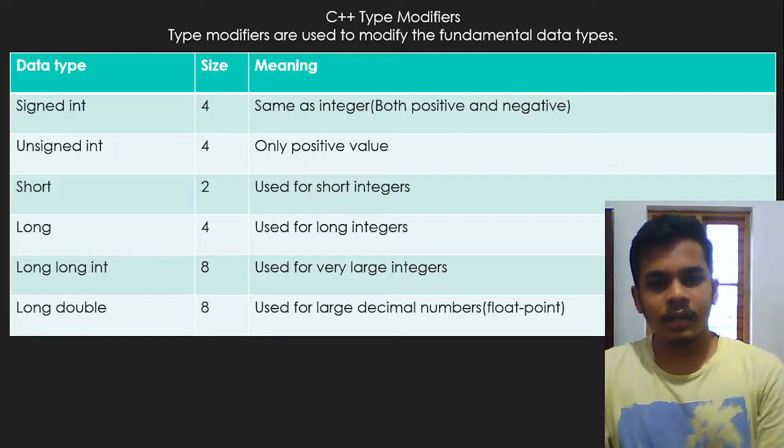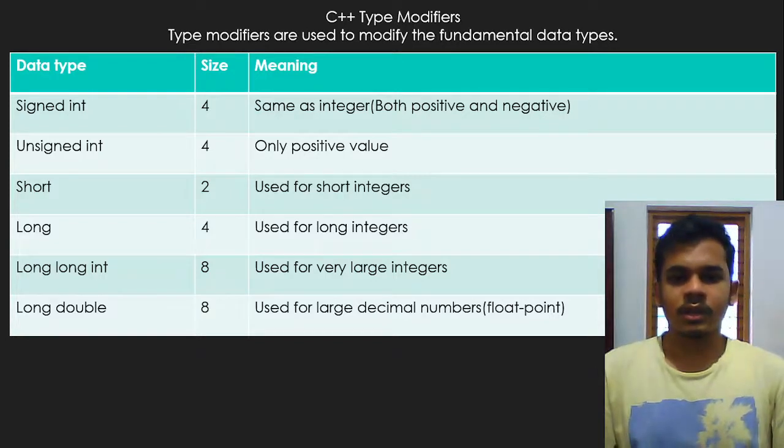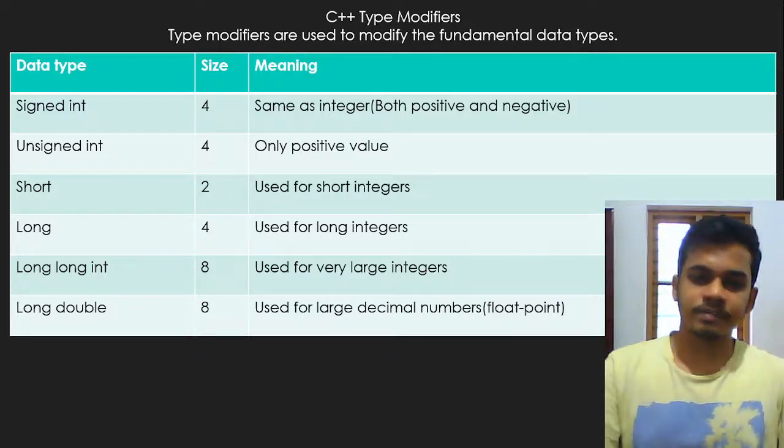In this way we can reduce the storage. Then we have the short data type. Short data type has a size of 2 bytes and is used for storing short integers. Then we have the long data type, which has a size of 4 bytes and it's used for long integers. Then we have long int, which has a size of 8 bytes and it is used for large integers. Then we have long double, which is used for accessing large decimal numbers, and its size is 8 bytes.